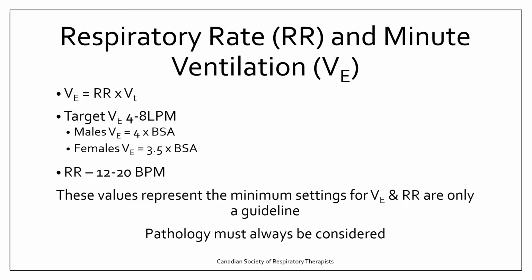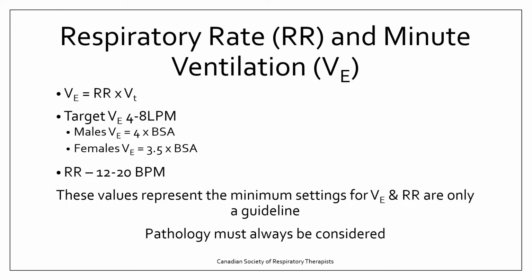So how do we set our respiratory rate? What's the best way to set our respiratory rate? And we can do that based on our minute ventilation. Now, minute ventilation is difficult to target, and respiratory rate is difficult to target as well. A normal minute ventilation is somewhere in the 4 to 8 liter per minute range.